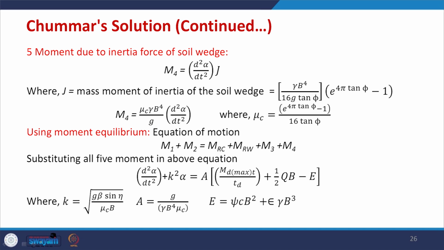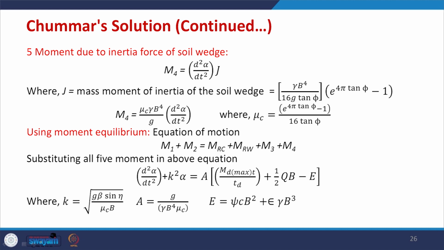On the left hand side you have the driving moments, and on the right hand side you have the resisting moments. Substituting all the values, you end up in this equation, which is your equation of motion. So, your equation of motion for the Tumor solution is written here in this box. And what is k here? K is g beta sin eta mu c b, and k is a factor whose unit is per second. Then A is given from this relation, and E is given here.